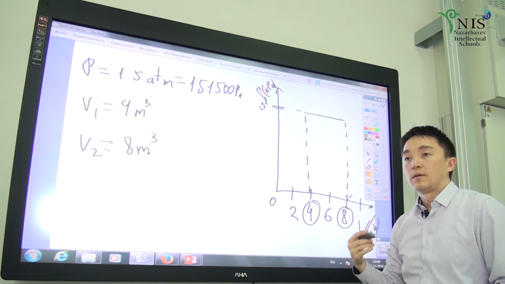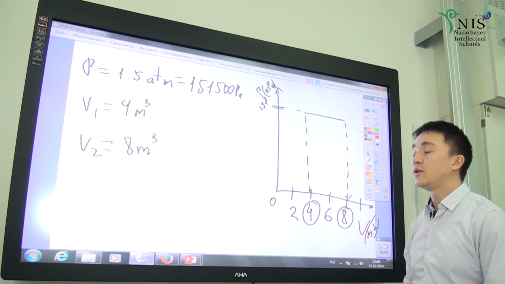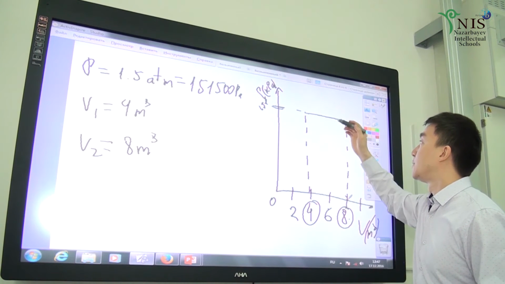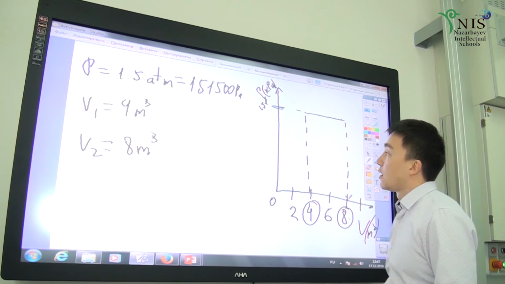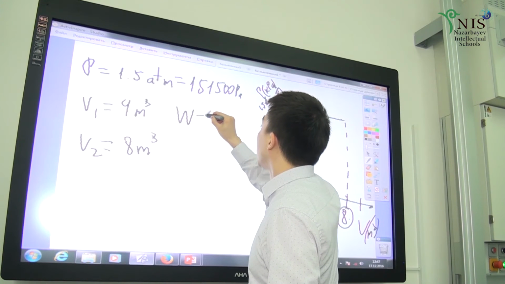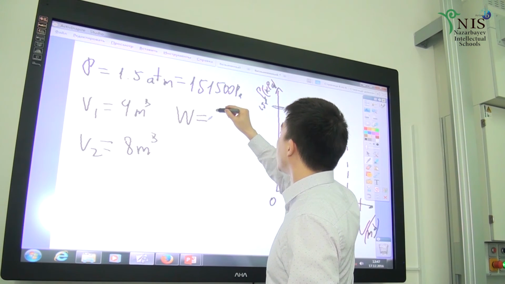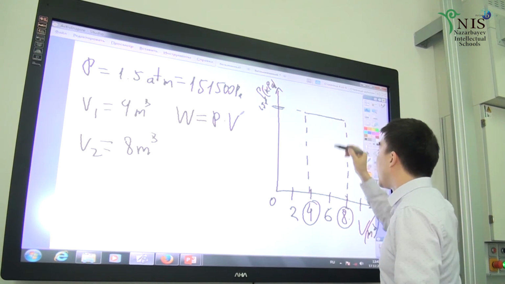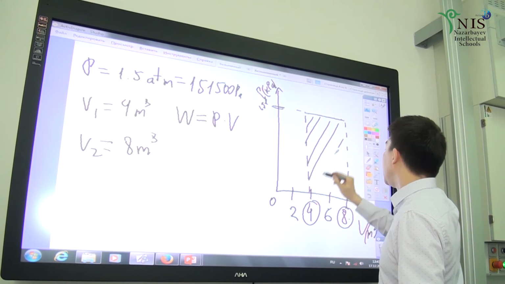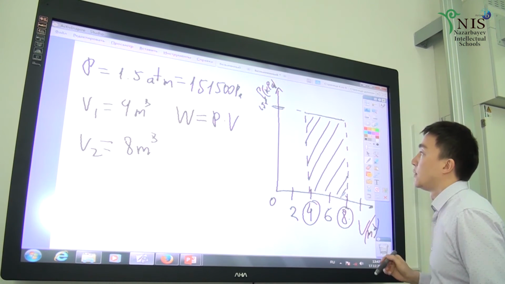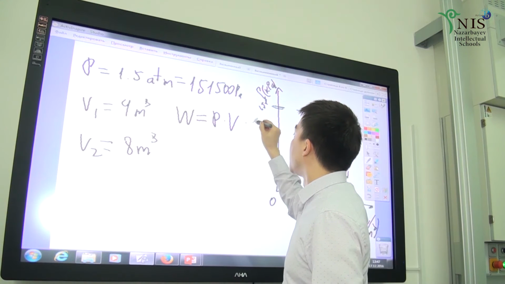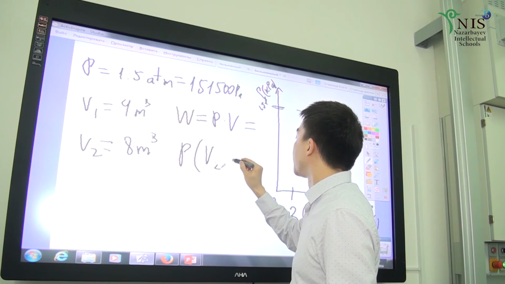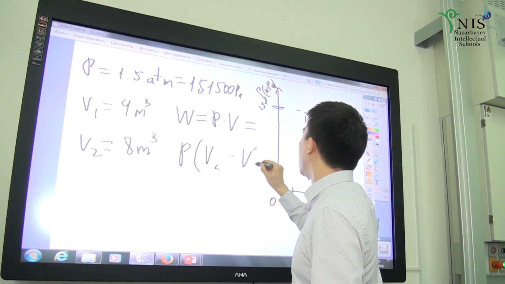According to the task of the problem, we need to identify the work done by the gas when the volume was expanded at a constant pressure. Therefore, the work done by the gas is equal to the multiplication of pressure and volume. In our case, it's the area underneath our line. So it will equal pressure multiplied by volume 2 minus volume 1.